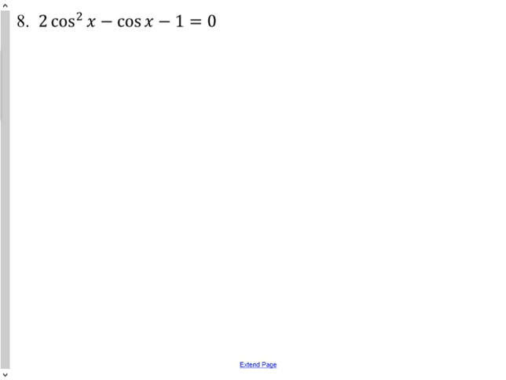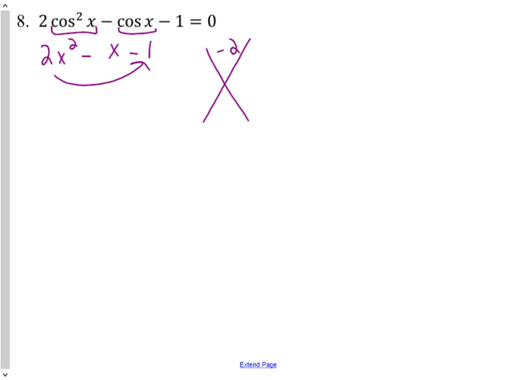Starting off here, we've got 2 cosine squared of x minus cosine of x minus 1. Now, this is very similar to how we would solve something like 2x squared minus x minus 1, right? Except we've got cosine instead. So it's a quadratic form, so we can factor. 2 times negative 1 is minus 2. The numbers add to equal minus 1, giving us a minus 2 plus 1.